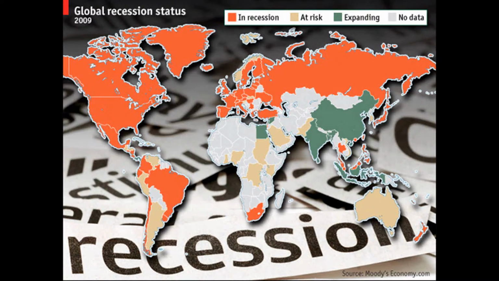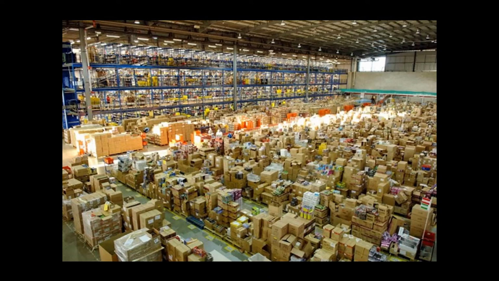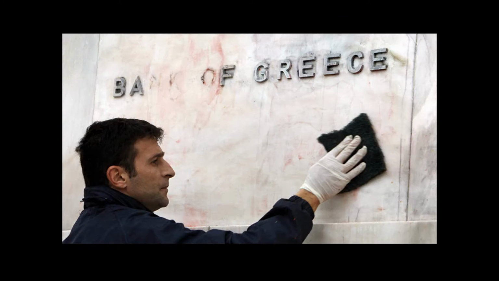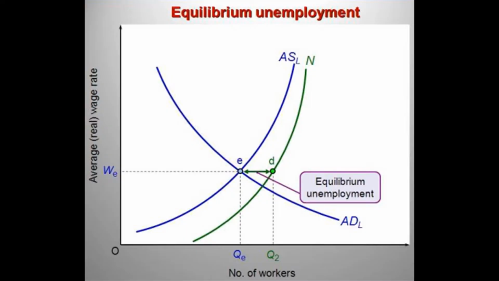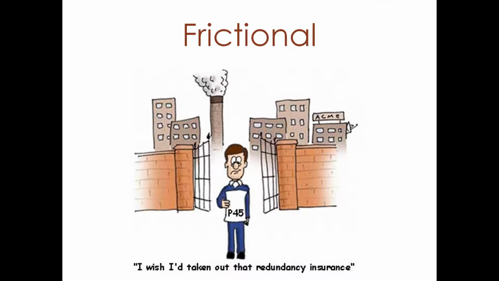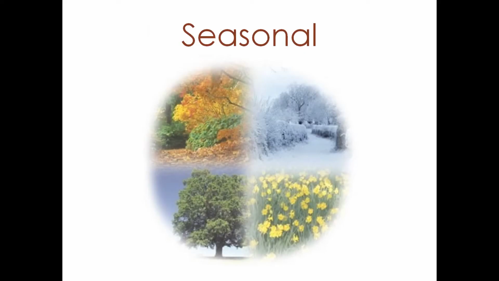The aggregate demand curve will shift to the left, with real wages being sticky downwards, therefore the aggregate demand for labour is now less than the aggregate supply. The deeper and longer a recession is, the higher demand deficient unemployment becomes. Equilibrium or natural unemployment is the difference between those who would like employment at the current wage rate and those willing to and able to take a job. Equilibrium unemployment is split up into 5 sections: frictional, structural, technological, seasonal and regional.